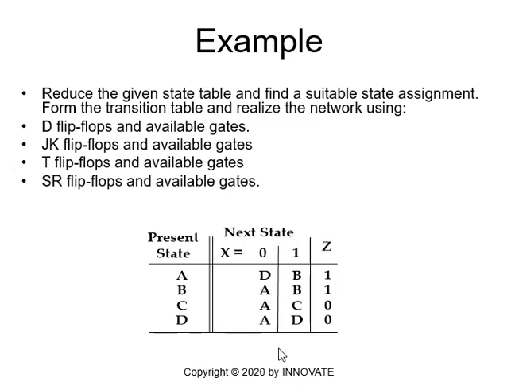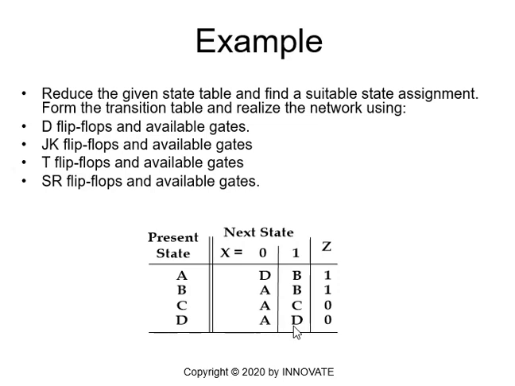Now you should be aware, and you have the knowledge now, to reduce any state table by using any method. And the easiest method that we use is by inspection. So we can inspect this table, and if we look at the present state A, it has the next states D and B. The present state B has the next states A and B. And the state C has the next states A and C. And the state D has the next states A and D.